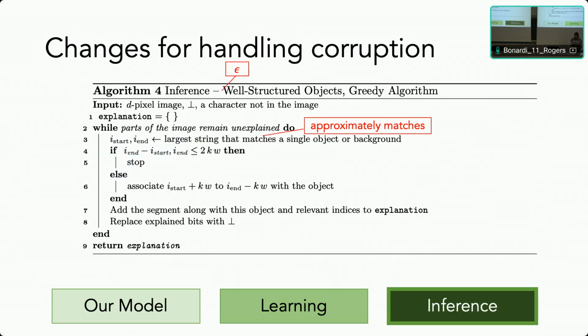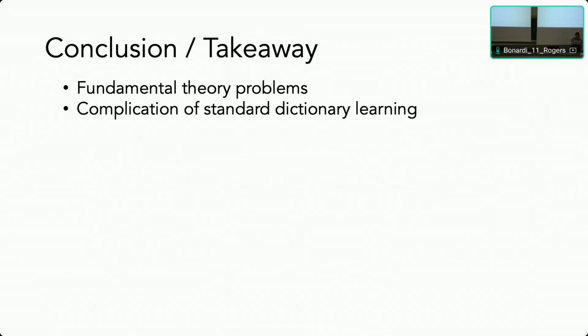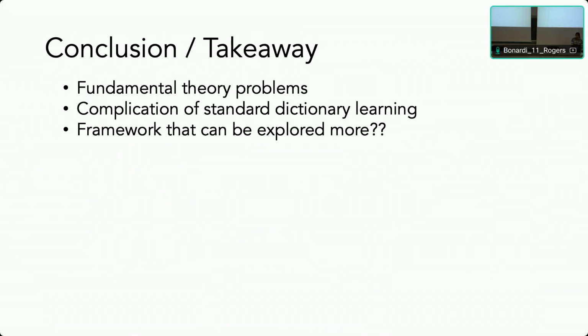And we can correctly recover an explanation. I just wanted to quickly say how I think about this work, because there are a couple of different ways to think about it. First of all, these problems feel like very fundamental theory problems in their own right: how do you decompose a string into substrings that you can make sense of. But also, I think it's a complication of standard dictionary learning, which is often linear and looks at linear combinations.